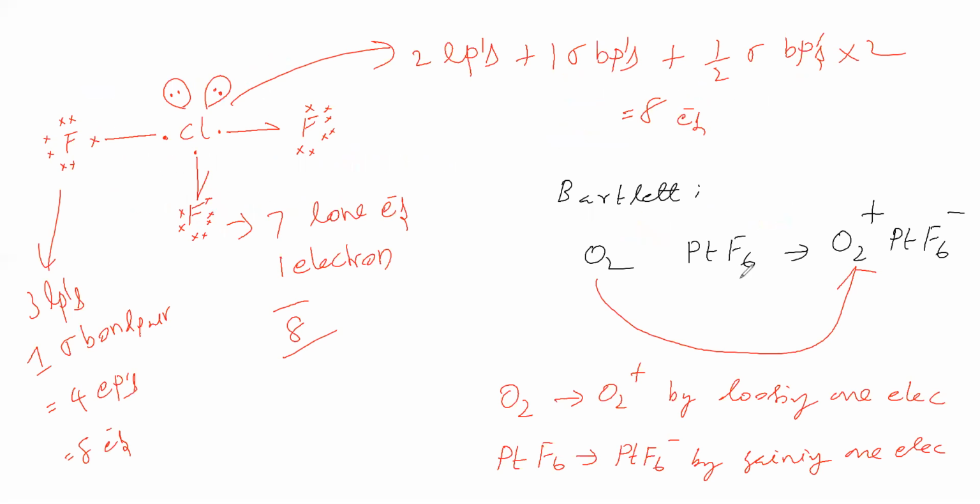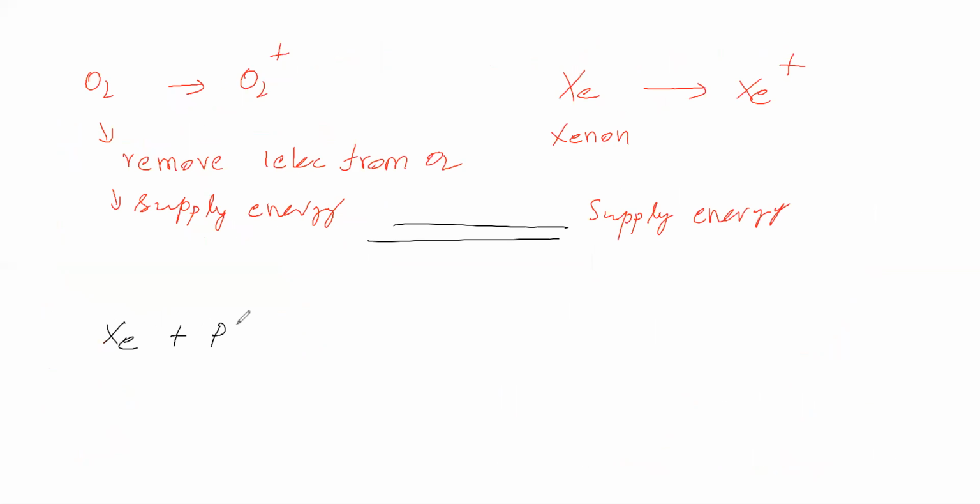That means when O2 forms O2+, why not xenon into Xe+? When O2 reacts with PtF6, why not xenon? That question arose in his mind. Immediately he made xenon and PtF6 react. He got an orange colored compound like this.